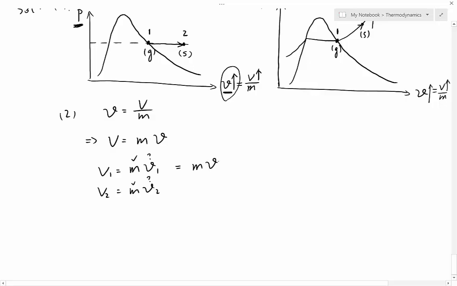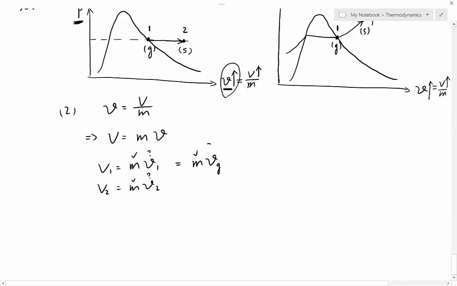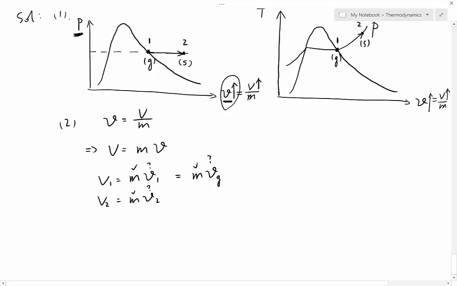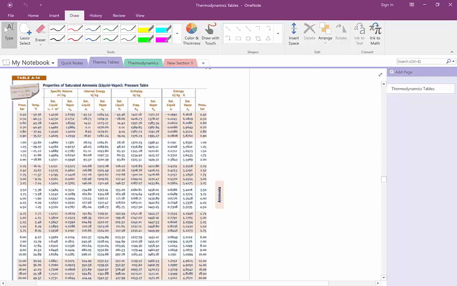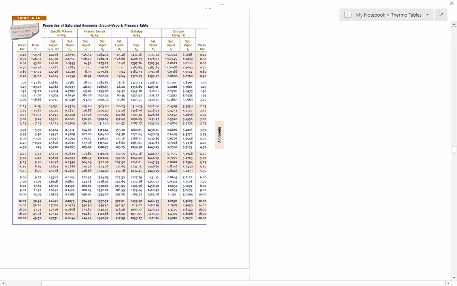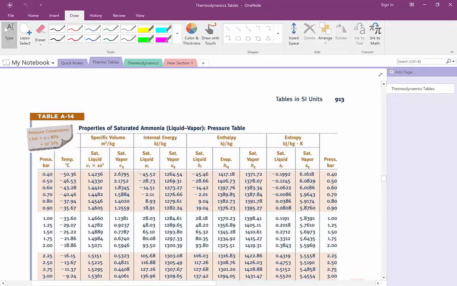Okay, and then we do a small change. We change the subscript nu1 from 1 to G because point 1 is point G, right? If you take a look at the diagrams, point 1 is saturated vapor, which is just point G. Is it possible to find nu G? Yes, it is. That's how we use the tables. So how do we go to tables? The table we're going to use is table A14.